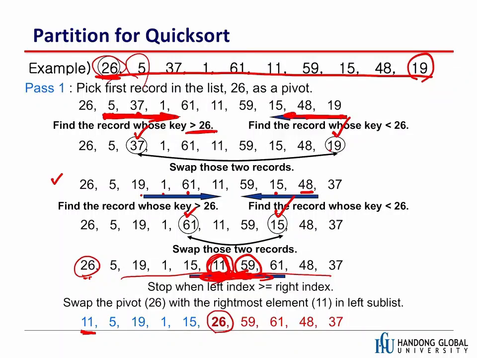So on the left side of 26, we have small elements. On the right side of 26, we have large elements. Okay, so this is one stage, one pass. So now we have kind of sorted. And then, as I said, we can apply the same thing to this list, and we apply the same thing to this list. And if we keep doing this, then eventually we are going to get a sorted list. That's it.